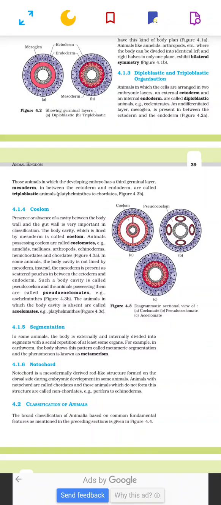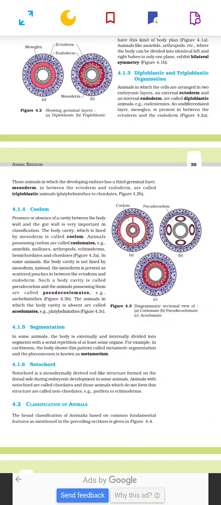In figure 4.3a, coelomate animals are shown in which coelom is present. That is, the body cavity which is lined by mesoderm on both sides represents the coelom. In figure B, pseudocoelomates are shown in which cavities are present in the form of pouches. In figure C of 4.3, acoelomate animals are shown in which there is no body cavity, that is, no cavity which is lined by the mesoderm.